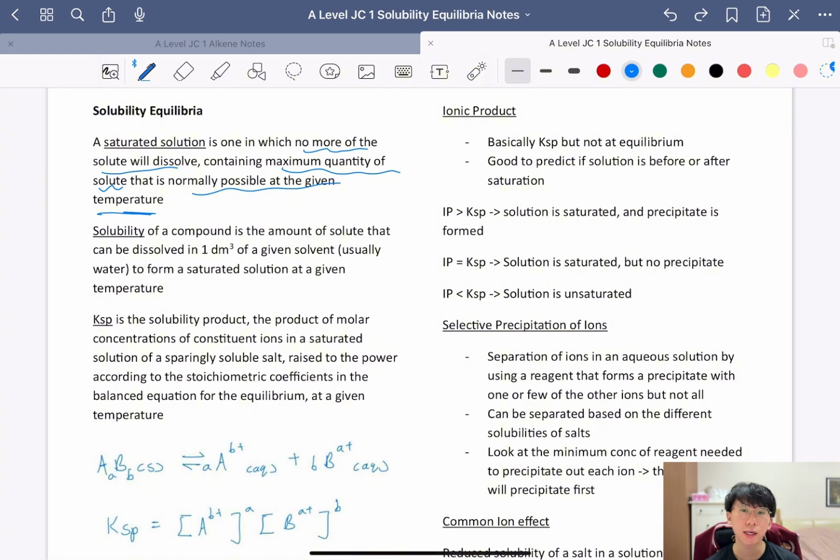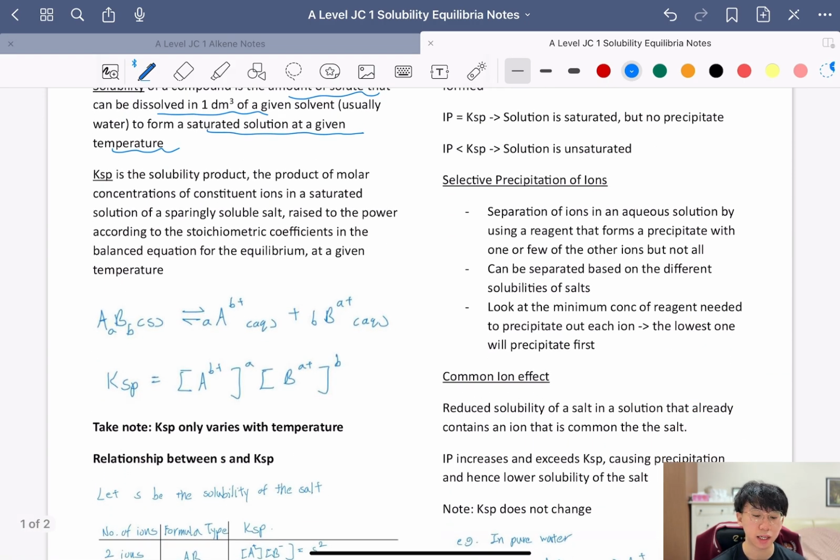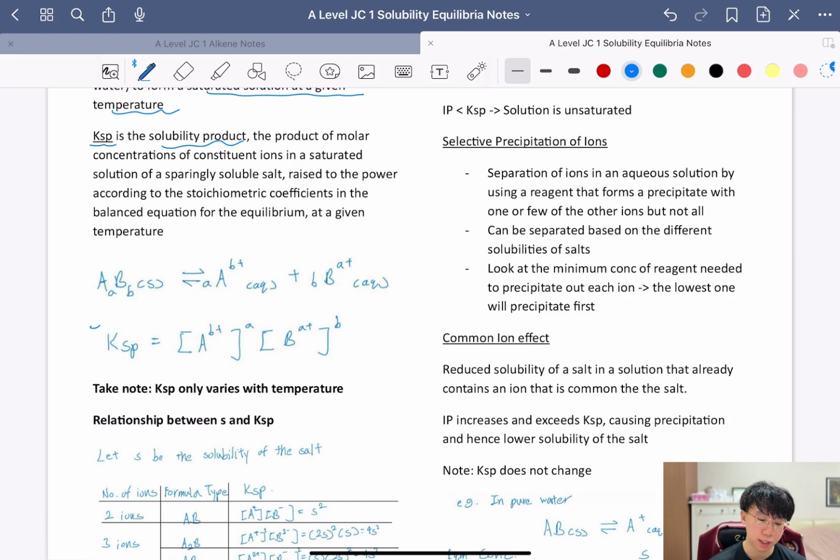Next up, you have to understand what the solubility of a compound is. It is the amount of solute that can be dissolved in 1 dm cubed of a given solvent to form a saturated solution at a given temperature. And last but not least, you also need to understand what Ksp is. Now, Ksp is obviously an equilibrium constant and it's also called the solubility product. So this is following this equation right over here.